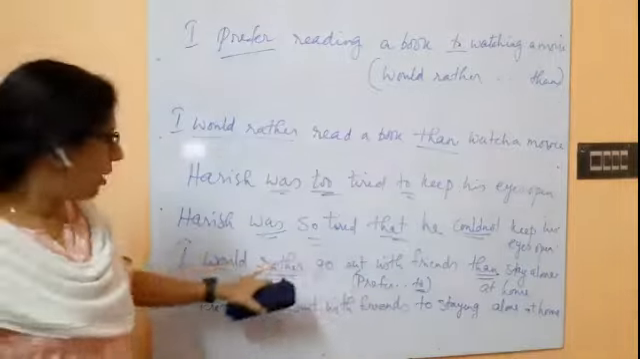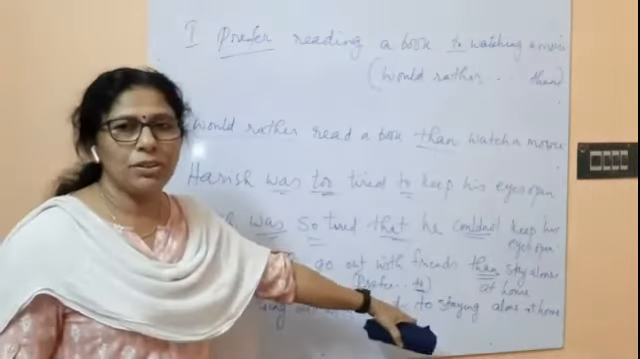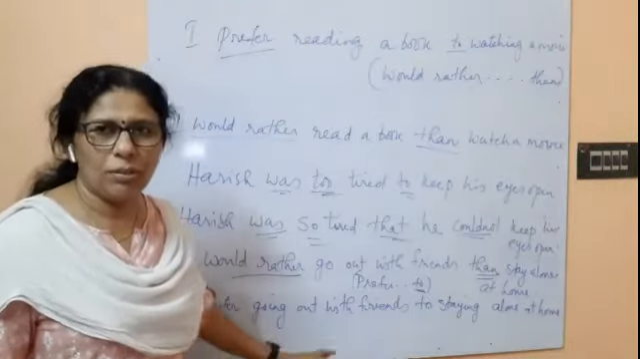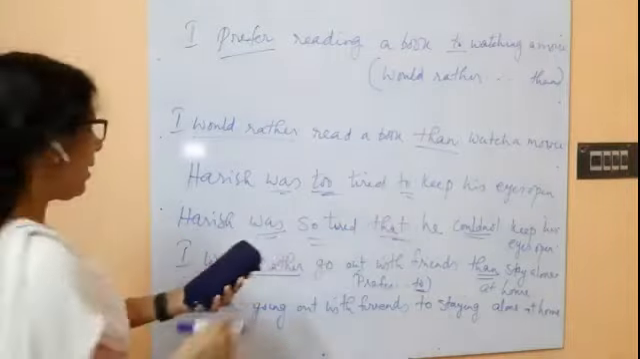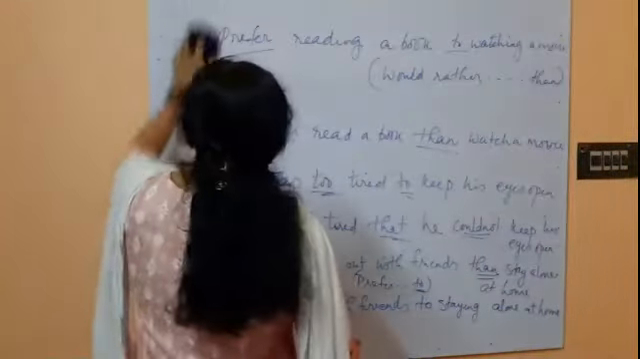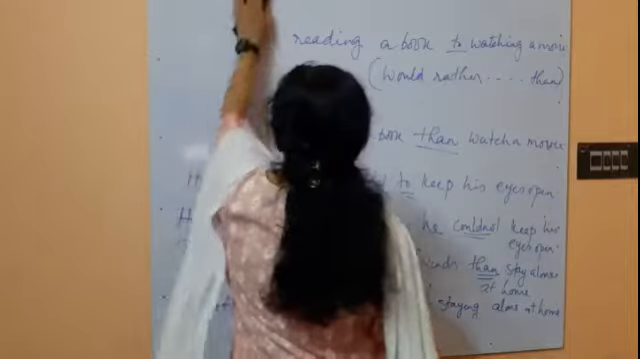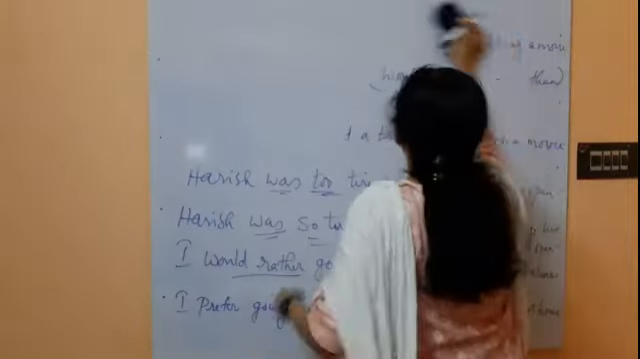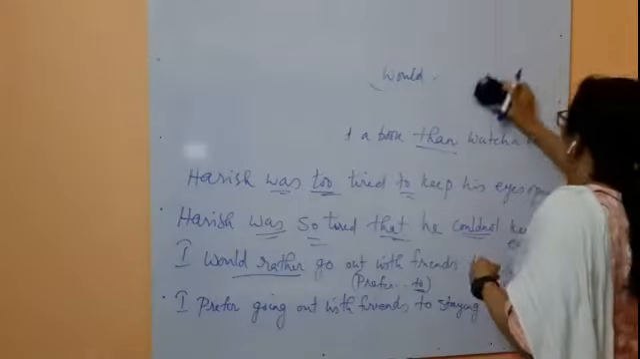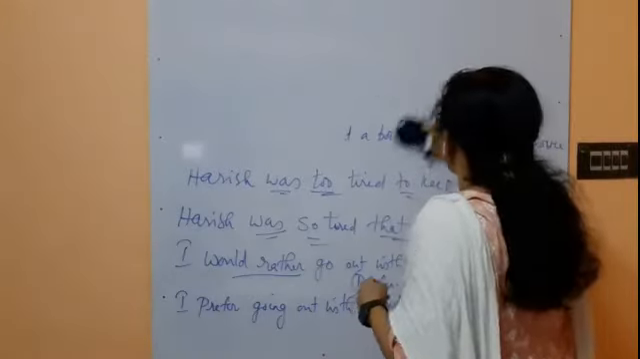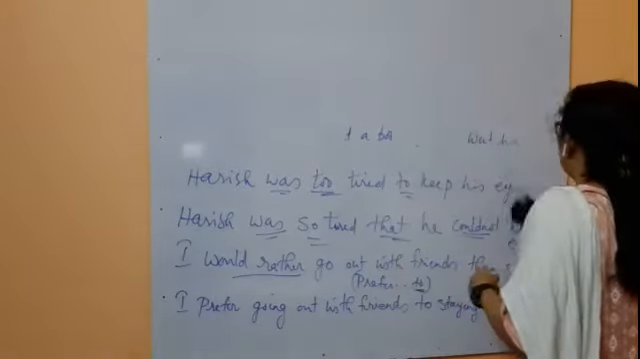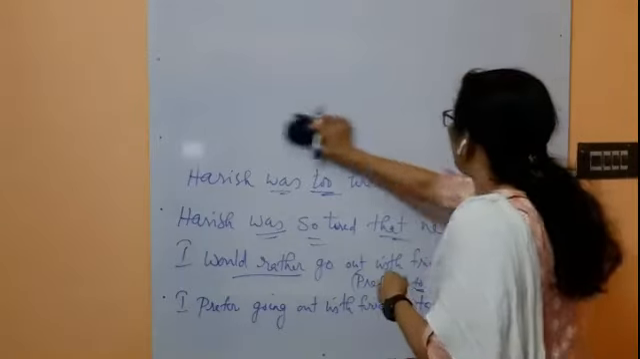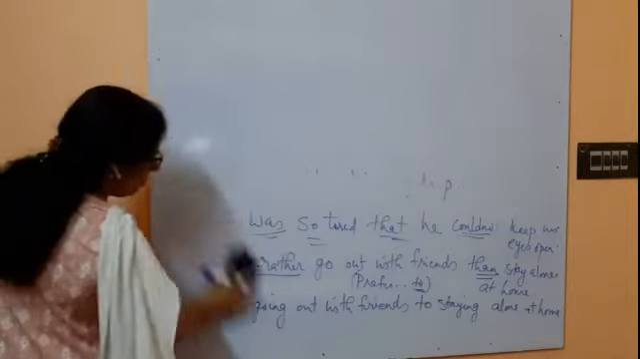Understood? So would rather will always be replaced with prefer to, and prefer to will be in gerund form. Prefer will always be followed by "to". Okay, so when you are replacing with would rather, "than" should be used, and with prefer, "to" should be used. Prefer will be followed by gerund form, the other one only base form. Don't use gerund after would rather. That also you have to remember.